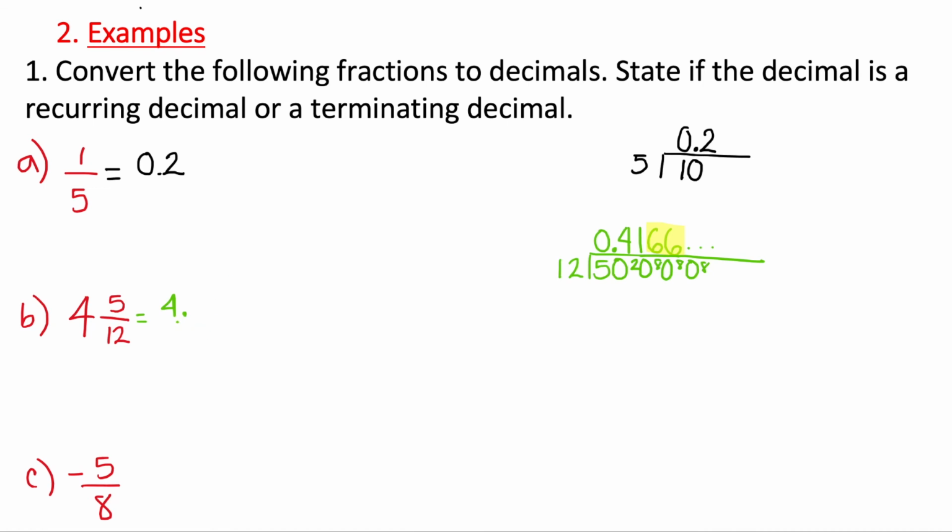So my answer is going to be 4.416, and I put my dash on top to symbolize that this 6 is going to continue repeating. Oh, I forgot to write before that. We had to write if this one was a terminating or a recurring decimal. This one is terminating. And the second one is recurring.